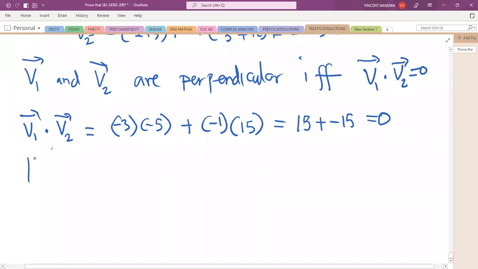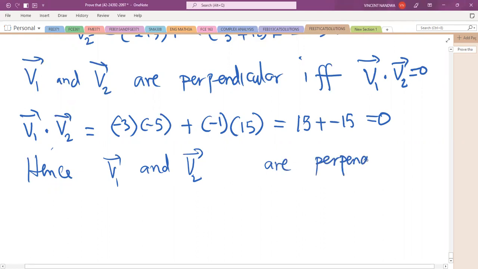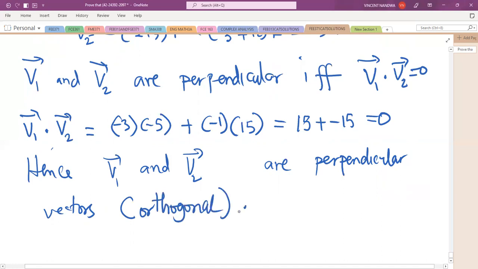Hence, V1 and V2 are perpendicular vectors. Another name for perpendicular is orthogonal. So that's how we're supposed to work out the solution for that particular problem.